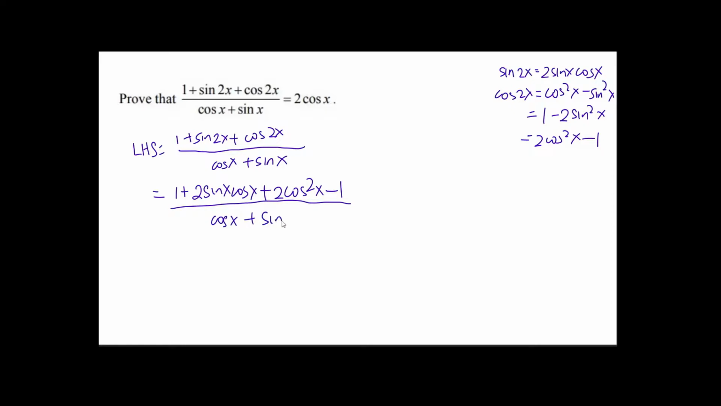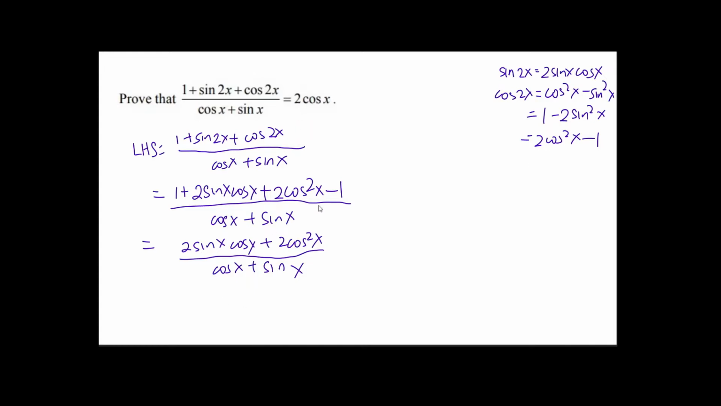Okay, just copy the denominator. There's nothing much I need to do for now. So next, I have a minus 1 and a plus 1, so they'll cancel off, right? So now I'll be left with 2 sine x cosine x plus 2 cosine squared x at the numerator. For the denominator, I have cosine x plus sine x. I know that I do not want this cosine x plus sine x, right? Because I have no denominator on the right hand side of what I need to prove.